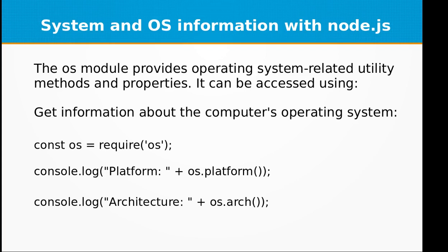In today's video training we will be learning about system and OS information and how to retrieve it. The OS module provides operating system related utility methods and properties. It can be accessed using const os = require('os'). It is the built-in module in Node.js. It is used to get information about the computer's operating system.